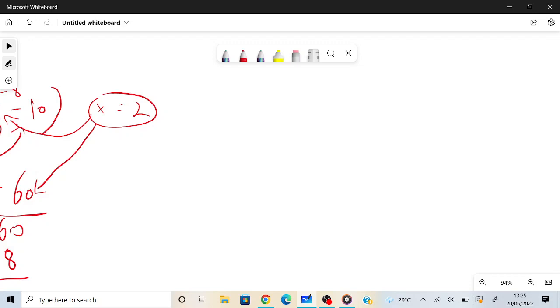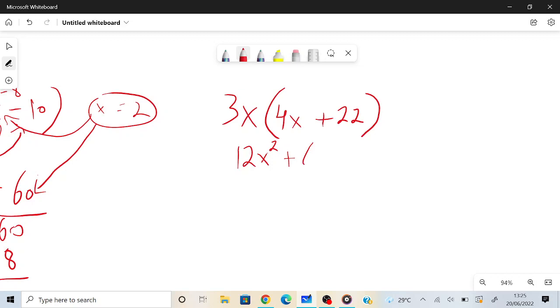Moving on to the next example, we have 3x into 4x plus 22. Now over here we do the same thing, multiply 3x by 4x and then 3x by 22. So knowing your expansion and algebra rules, 3x times 4x would be 12x squared. And 3x times 22, that is 66x. Obviously you can use a calculator for this. I don't have to, because I can do this in my mind. So this is your final expansion.